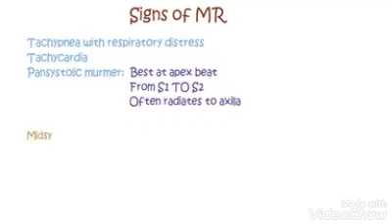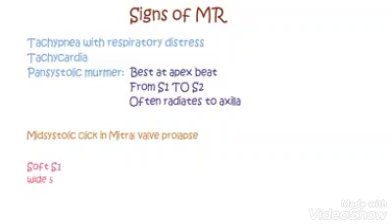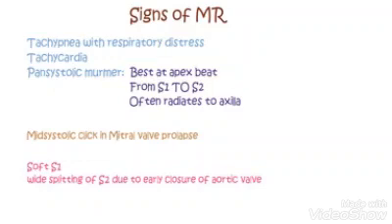If the cause of mitral regurgitation is mitral valve prolapse, you can hear mid-systolic click before the murmur in case of mitral regurgitation. So now let's talk about heart sound. In mitral regurgitation, S1 will be soft. You should remember, in case of mitral stenosis, S1 will be loud. But in case of mitral regurgitation, S1 will be soft. There will be wide splitting of S2.